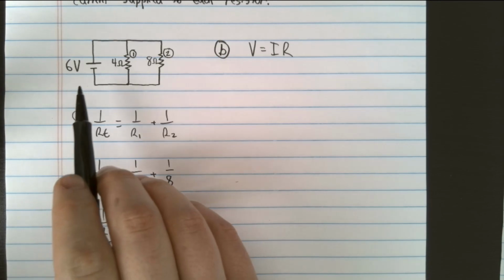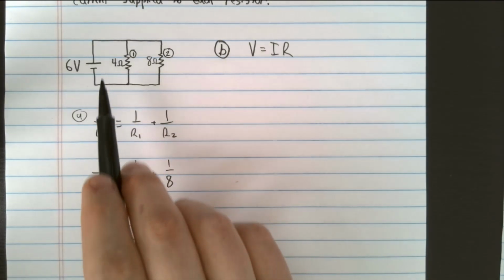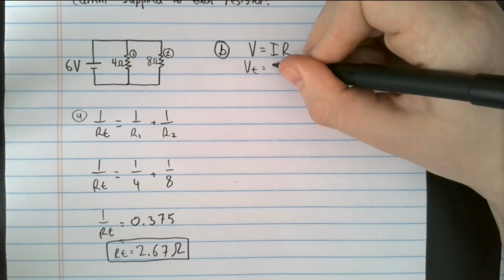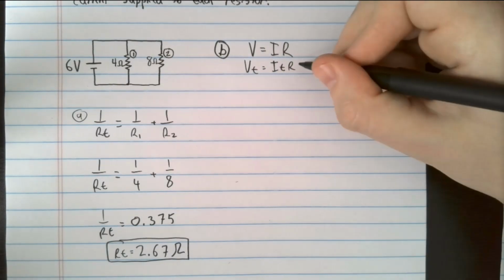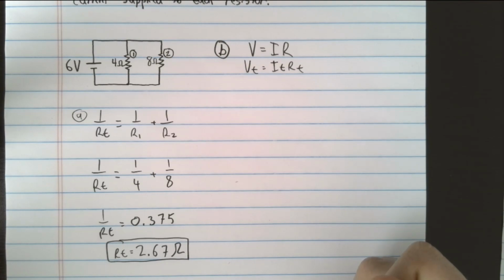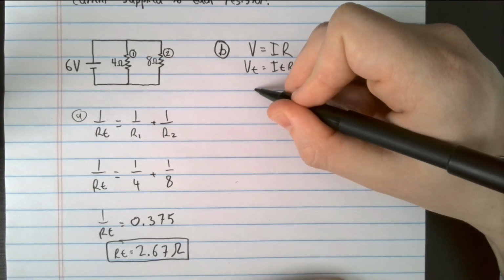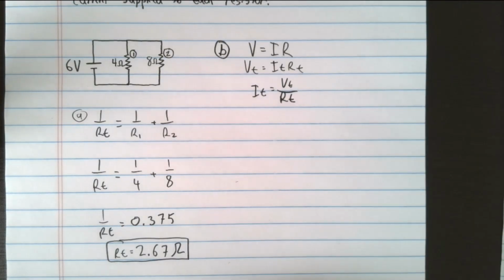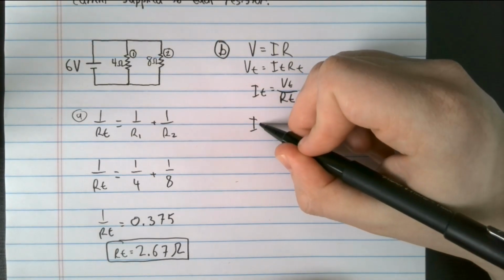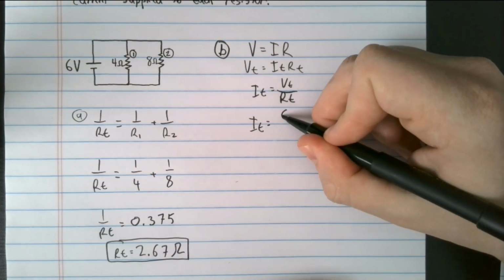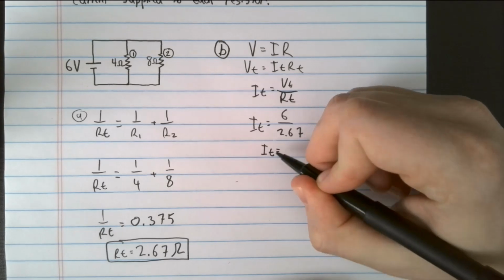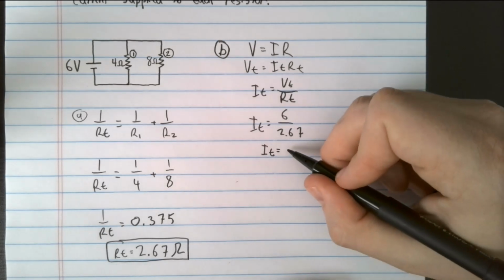So the 6-volt battery is pushing that 6 volts against this amount of resistance. So I can use those numbers in this equation. Vt equals It RT. Basically divide both sides by RT. So I equals V over R. So it's 6 over 2.67. And there's our current, 2.25.